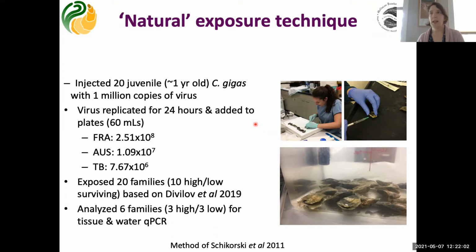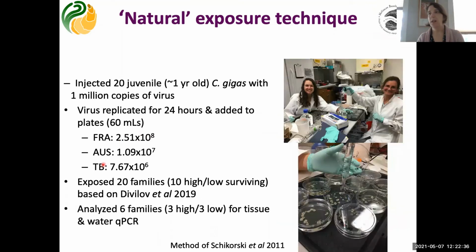In this case, once again, Tori is showing us injecting juvenile oysters, and we inject them with 1 million copies. We put them in tanks. We let the virus replicate for 24 hours. And we netted this much virus per mil, I believe, from the French microvar, the Australian, and then that Tomales Bay non-microvar. So we were comparing 3 different microvars. And then we simply added water from these tanks, which had antibiotics, into plates of these nice, small, teeny tiny oysters, which are about the size of my pinky nail.